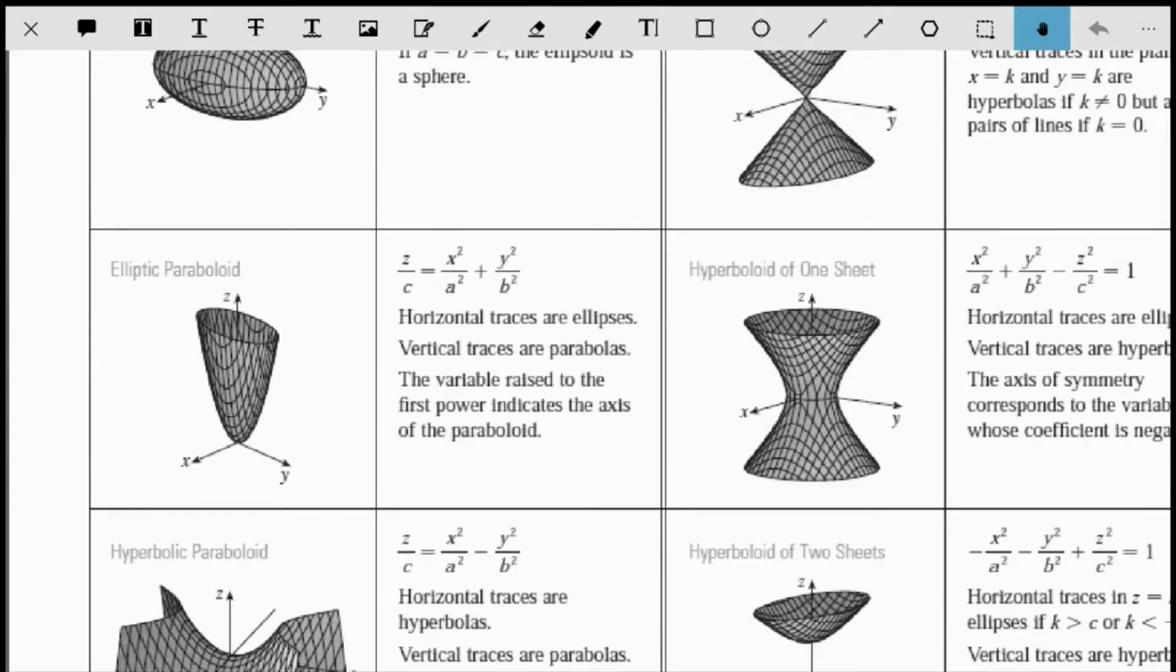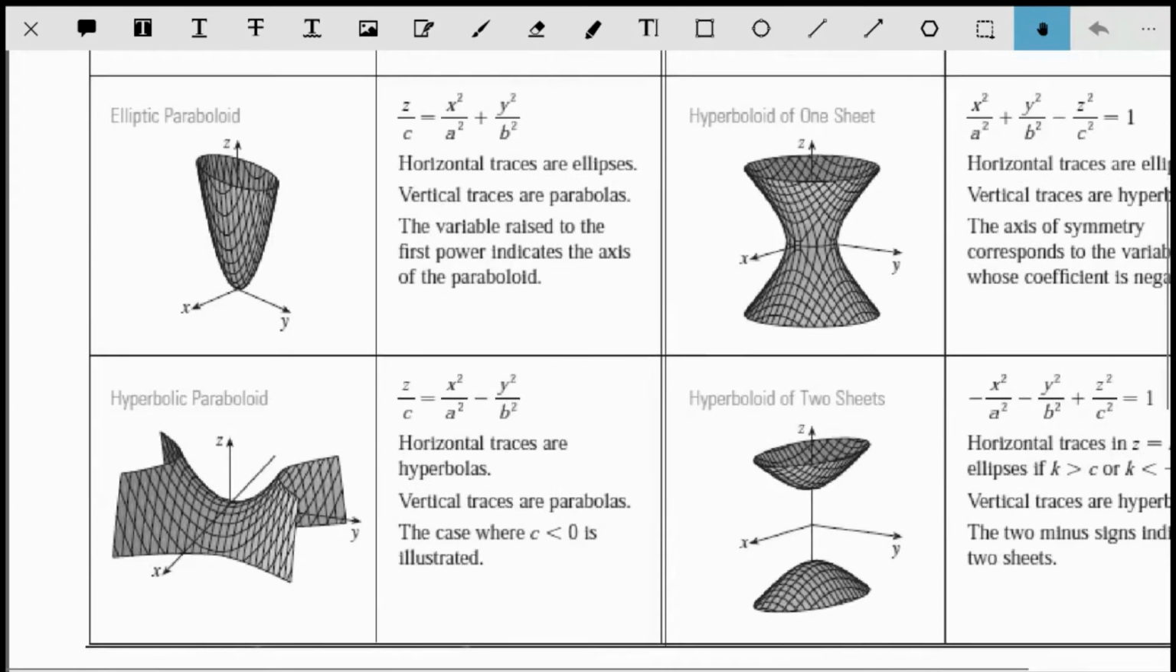There's also one called an elliptic paraboloid, which is essentially a combination of a parabola and an ellipse. And when we start sketching these things, you'll see where these names come from. We've got another one called a hyperbolic paraboloid. So what we're looking at here is a parabola in one direction, but if you look in the other direction, it sort of looks like a piece of a hyperbola. And that's what we're looking at with that one.